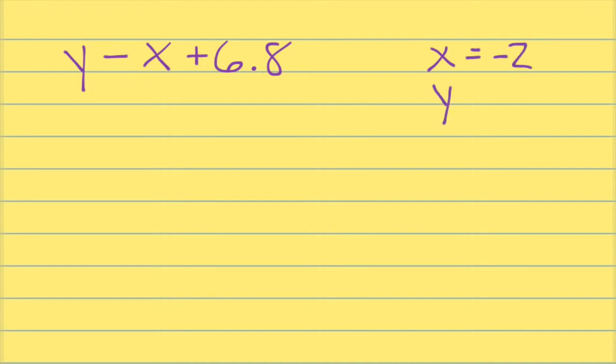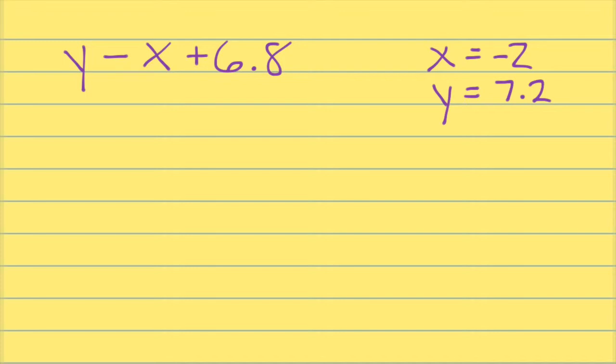Now, let's throw some variables in here. We're going to be asked to evaluate the expression y minus x plus 6.8 when x equals negative 2 and y equals 7.2. Now here's where we have to be careful is when we start to mix signs in, because we can lose a sign or gain a sign and end up going positive when it should be negative or negative when it should be positive.